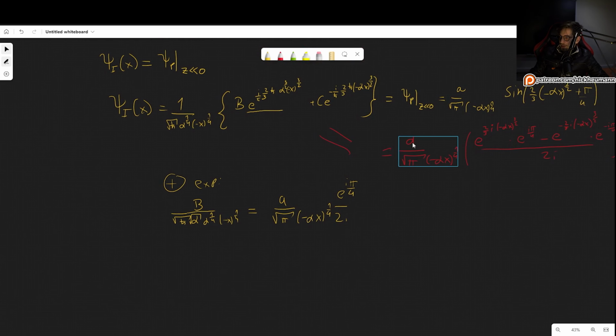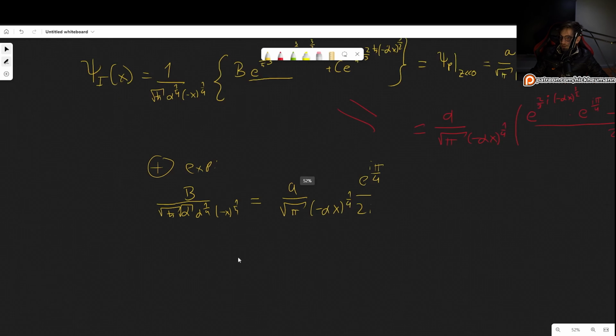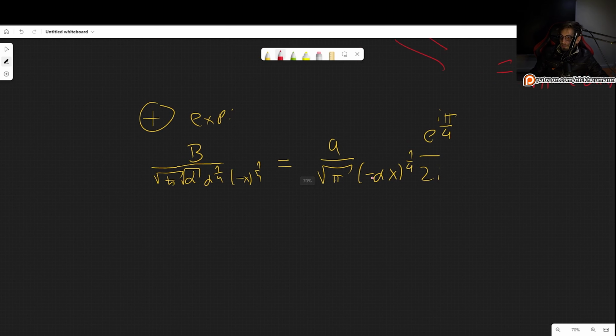Okay, so we have this, that. Now let's take a look at this. This and this cancel out. So when we find a, a is equal to 2i times b times e to the minus i pi over 4 divided by, oh, actually let's do it like this. So let's write it as square root of pi divided by h bar alpha. So here we have another very nice expression.